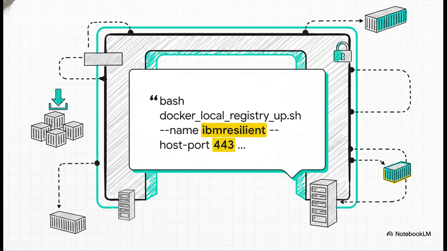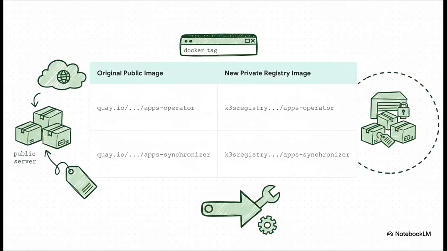And boom, here's the command that kicks it all off. This little script, docker_local_registry_up.sh, is what actually builds that private warehouse we've been talking about. It creates a secure, local home right on our prep machine that's going to hold every software component we need to pull this off.